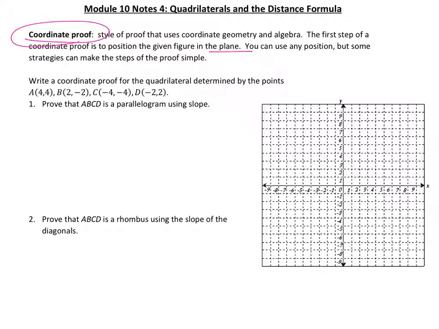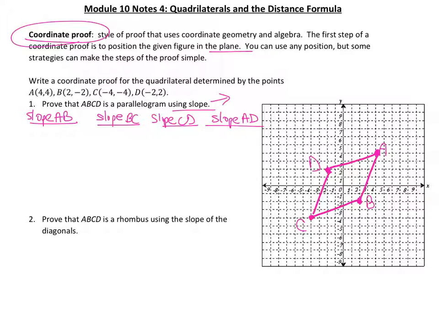So in number 1, we need to write a coordinate proof for the quadrilateral determined by the points. After you have graphed it, we need to then prove that this quadrilateral ABCD is a parallelogram using slope. So just like we started out this whole unit, we need to find the slopes of all 4 sides. To be a parallelogram, we need to show that both pairs of opposite sides are parallel to each other. Instead of counting on our graph, we are going to use the slope formula just so you can keep practicing using the slope formula in some situations.